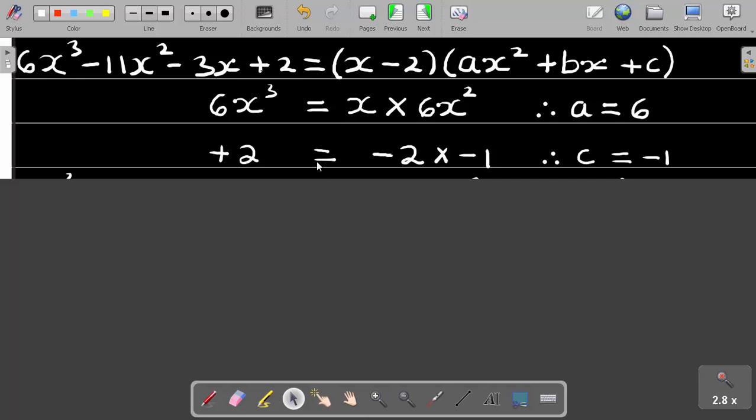Then, if I look at the constant here, it is positive 2. What about here? I have a c and a negative 2 here. So for me to get positive 2, I must multiply negative 2 by negative 1.